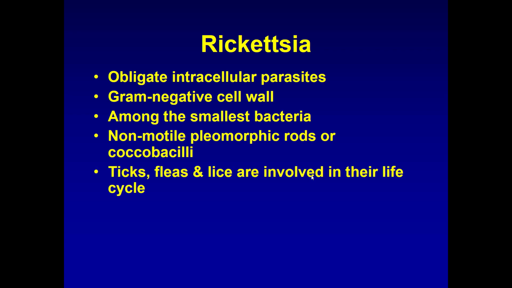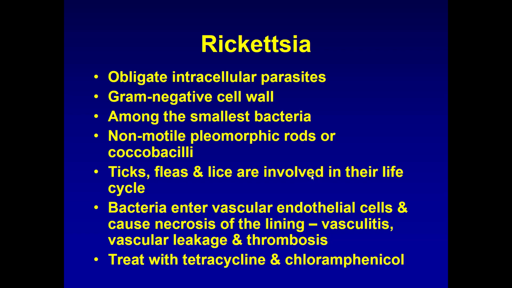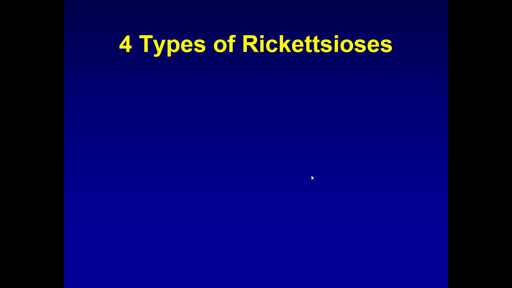So rickettsias are typically transmitted with ticks, fleas, or lice, and so they enter the vascular endothelial cells and cause necrosis of the lining. So vasculitis, vascular leakage, and thromboses. So what's a thrombosis? Oh, good job. It's a blood clot. All right. So you can treat it with tetracycline and chloramphenicol, but there are 4 types of rickettsias that you need to be aware of. So here we go, and we're almost there.